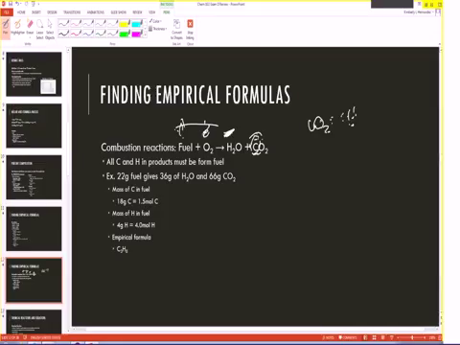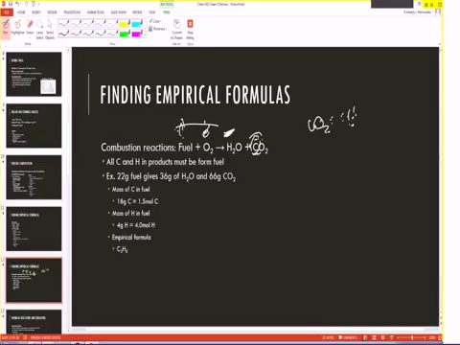So how many moles of oxygen would we have in carbon dioxide if we have a mole and a half of it? We have 3, right? Because if we have a mole and a half of carbon dioxide and there are 2 oxygens in every carbon dioxide, then we're going to have 3 moles of oxygen in a mole and a half of carbon dioxide.